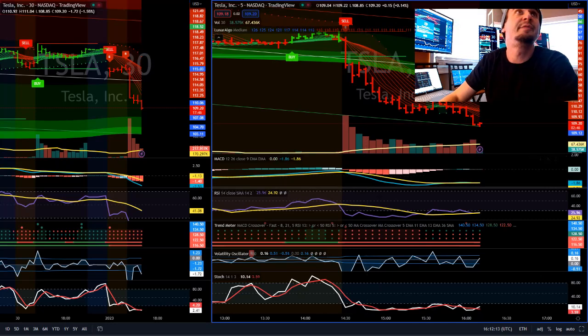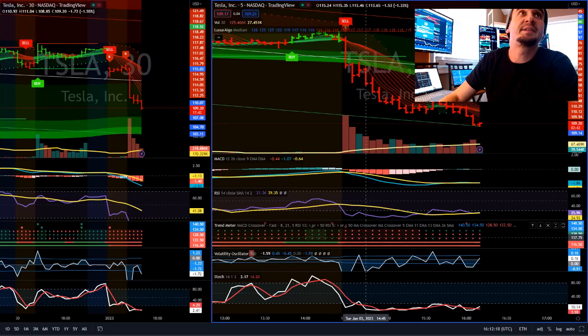MACD negative, RSI way below the 50. We're all red dots here. So all we're waiting for is this volatility line to show bottom sell pressure volatility. And we entered our first trade here, which ran for 3 bars. That was my biggest trade of the day.